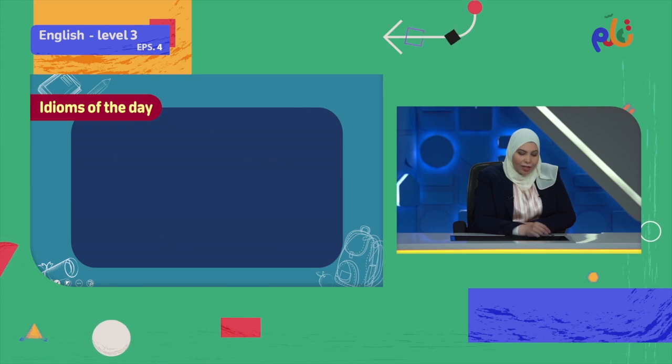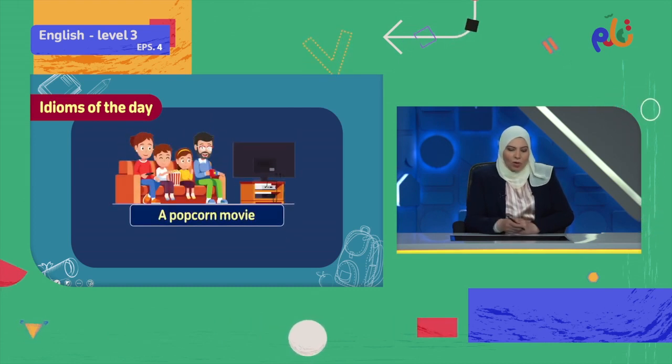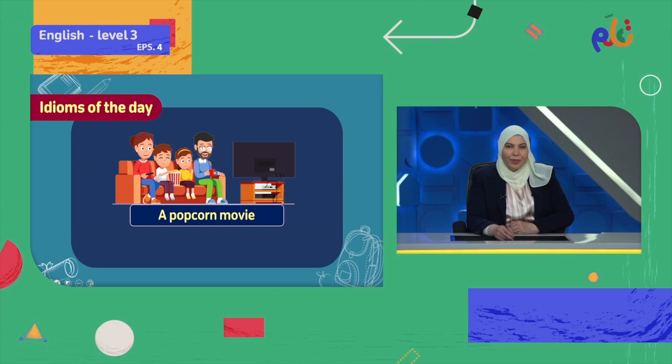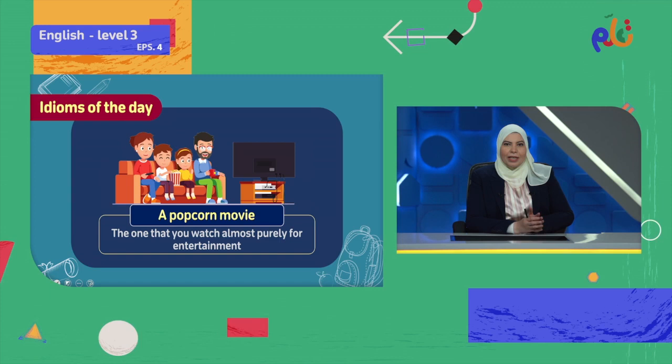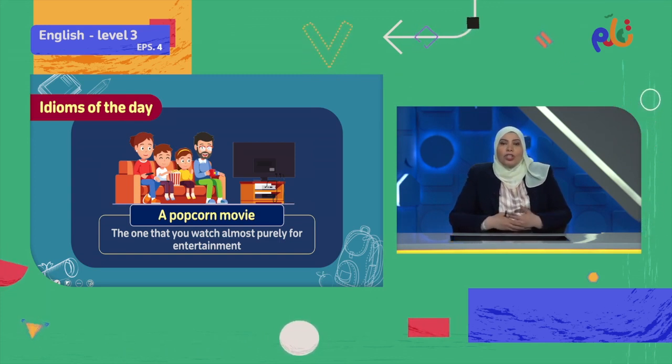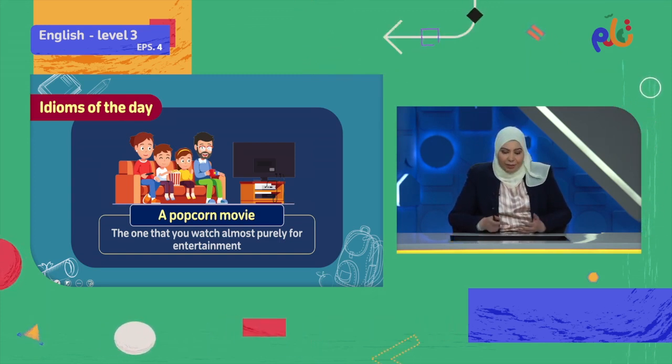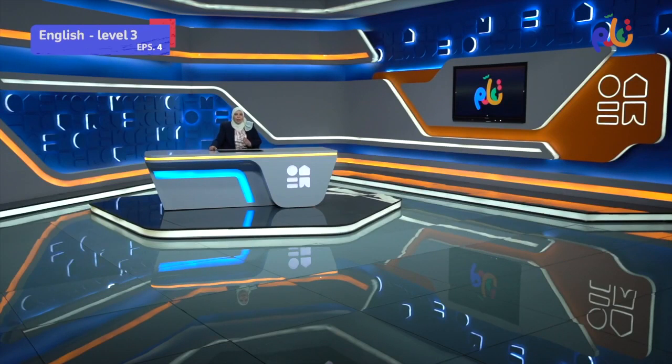So let's start with our first idiom, which is connected to the film business and the movie making business. So let's look at our first idiom. So the first idiom that we have today is called a popcorn movie. A popcorn movie. And the popcorn movie is a type of movie that you watch just for fun and purely for entertainment. And it usually doesn't carry an important message. So a film just to laugh at or to enjoy yourself without looking at the message for it.